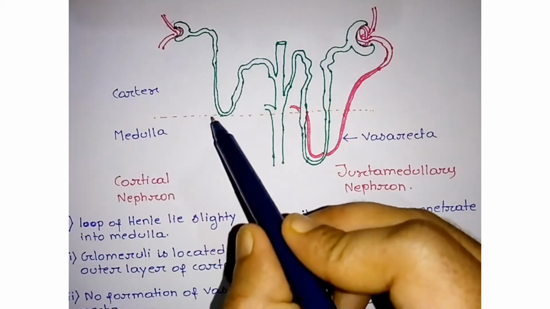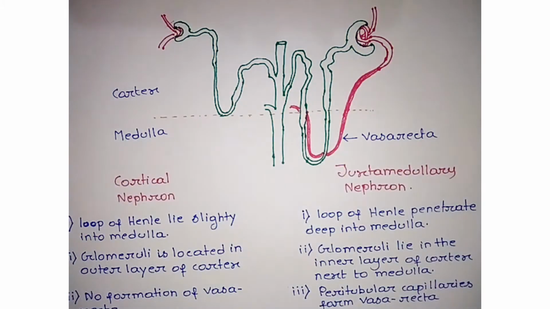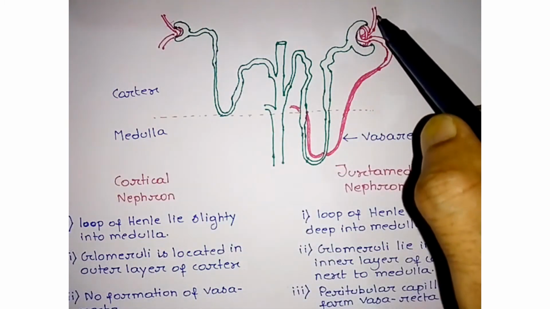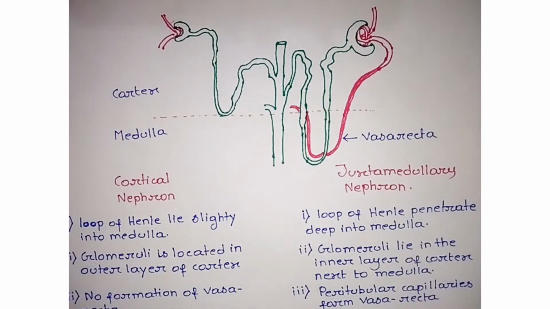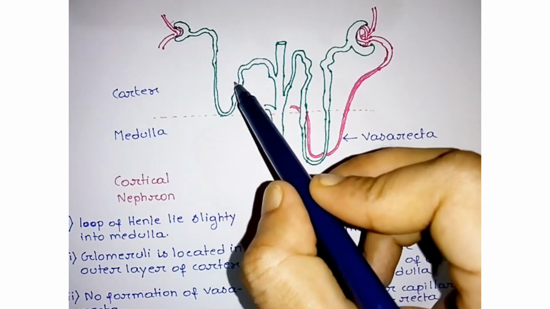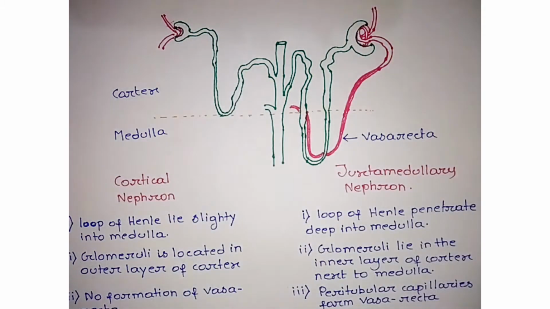In case of cortical nephron, the size of the glomerulus is smaller than the glomerulus of juxtamedullary nephron. The length of the loop of Henle in case of cortical nephron is relatively short. On the other hand, the length of the loop of Henle in case of juxtamedullary nephron is relatively long.